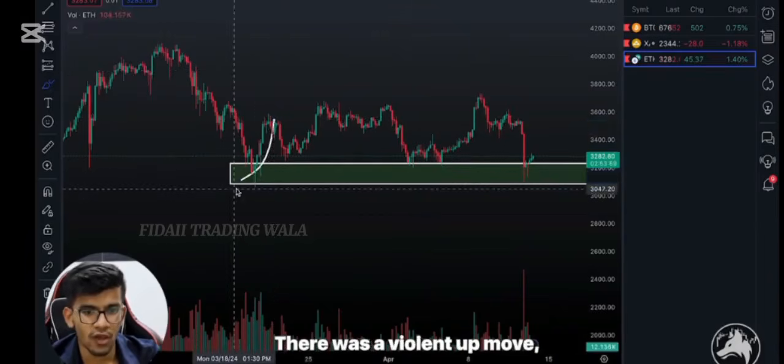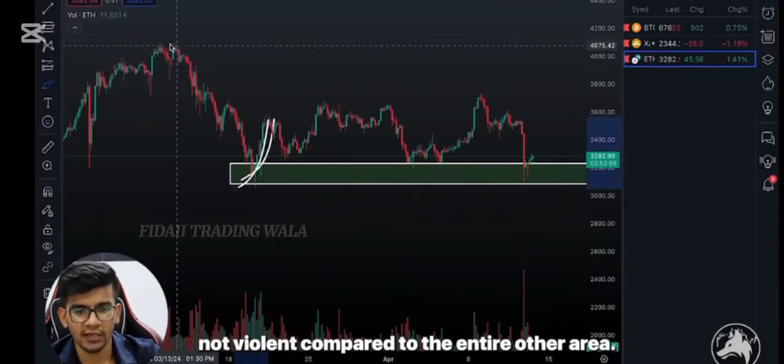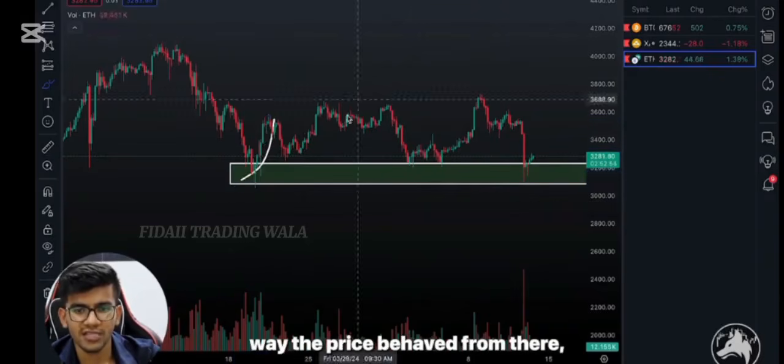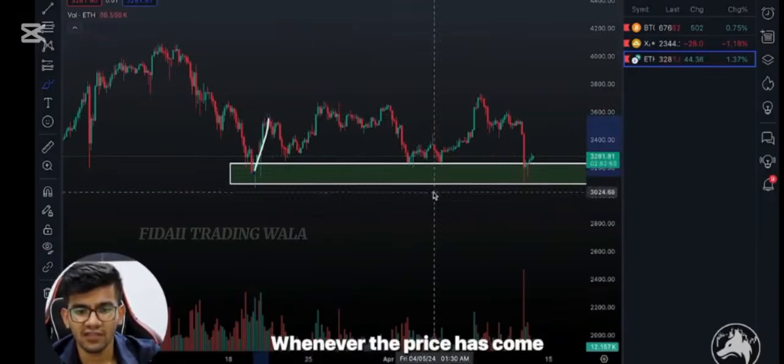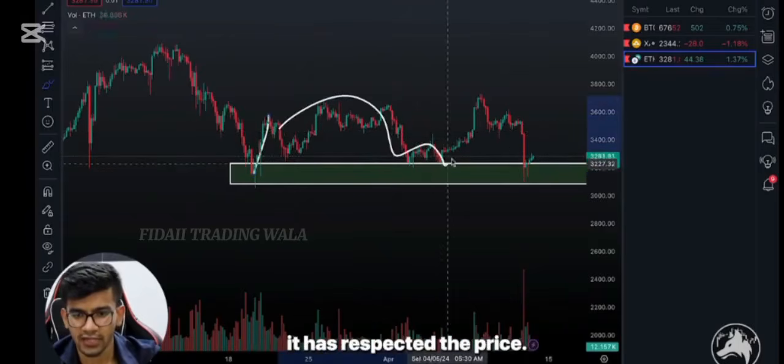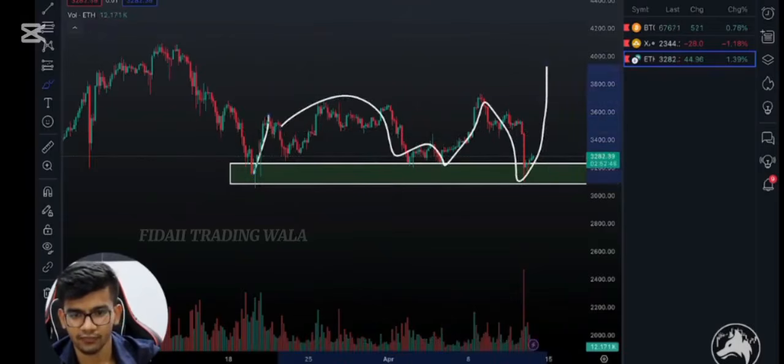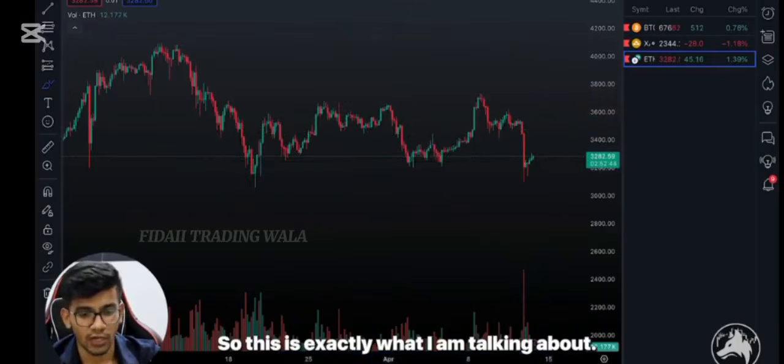There was a violent up move, not violent compared to the entire other area, but if you look at the way the price behaved from there, it was an upthrust. Whenever the price comes back down to this particular zone, it has respected the price. So this is exactly what I am talking about.